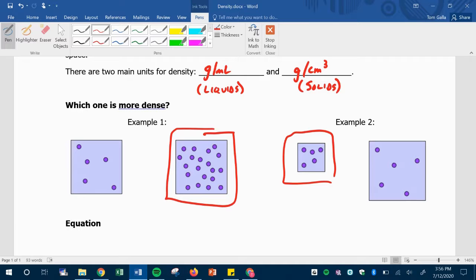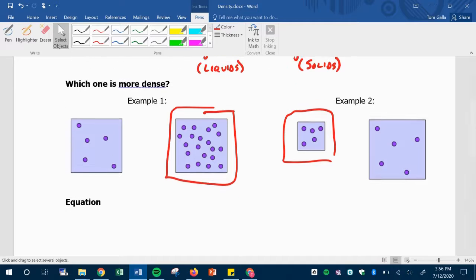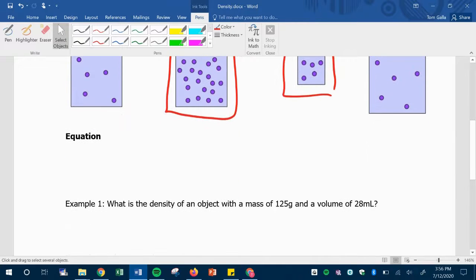And so let's kind of talk a little bit more about density because this is actually one of the first things that we do a lot of math with. And so our equation for density is equal to the mass of an object or substance divided by the volume of that substance.